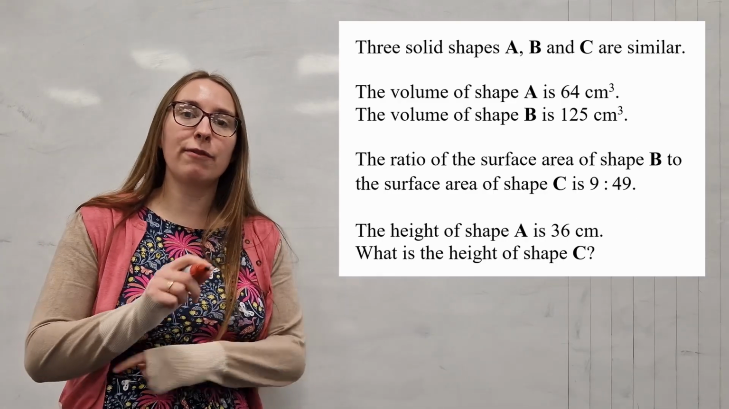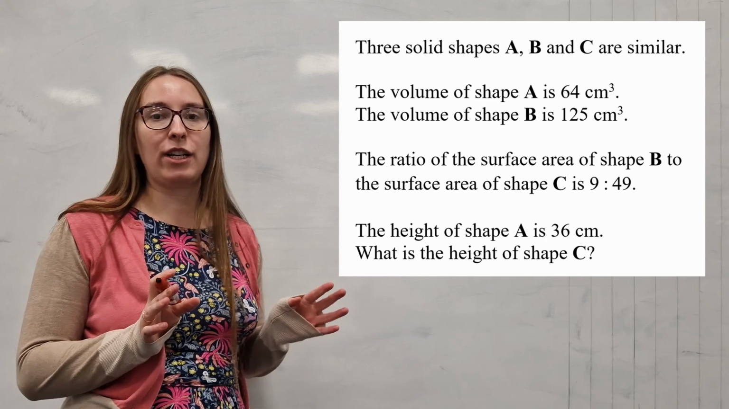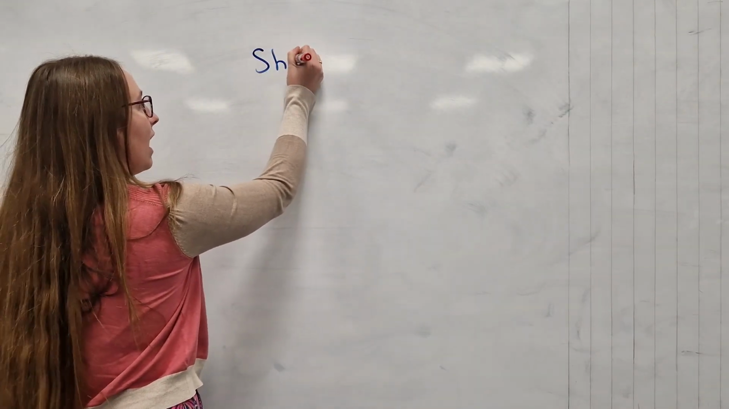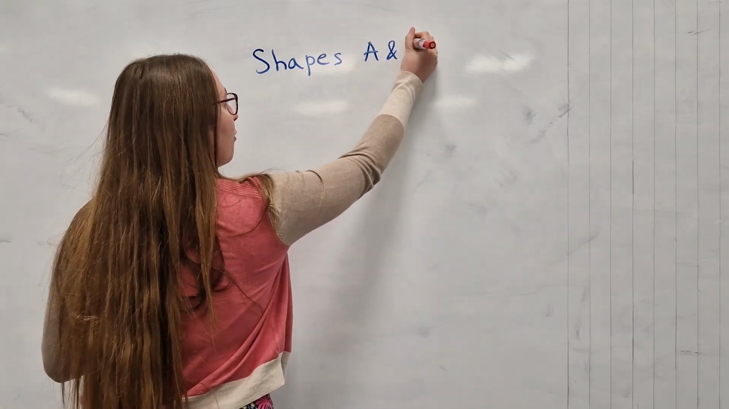Okay, so the final goal of this question is to find the height of shape C. So let's see the other information we have about the other three shapes. So for shapes A and B, we have information about the volume.